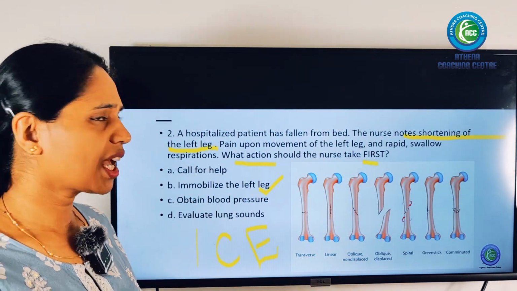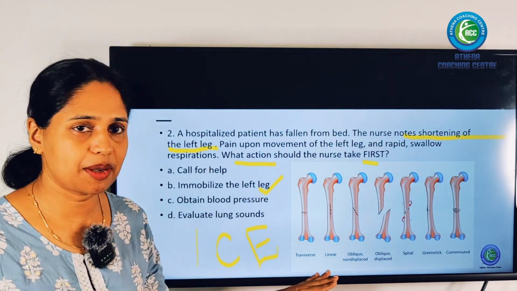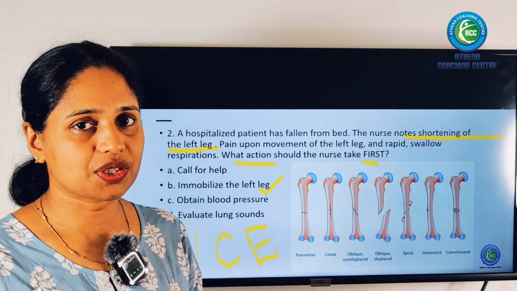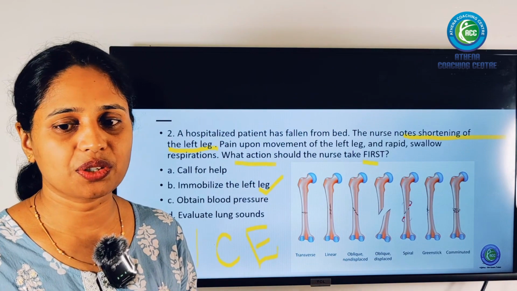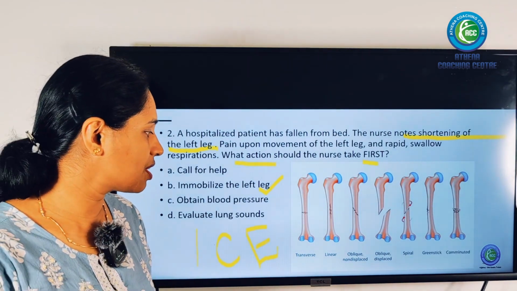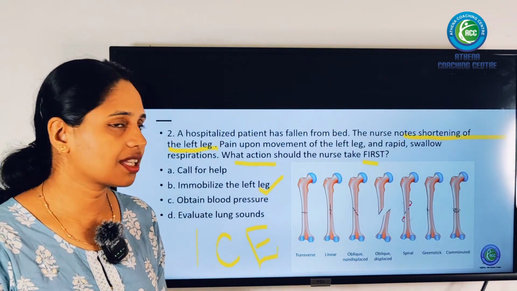Clear? Now just look at these fracture types. There are a number of fractures. There is an open fracture. There is a closed fracture. There are a number of different fractures. So look at this. You can just go through this.